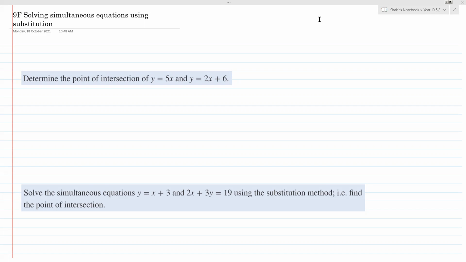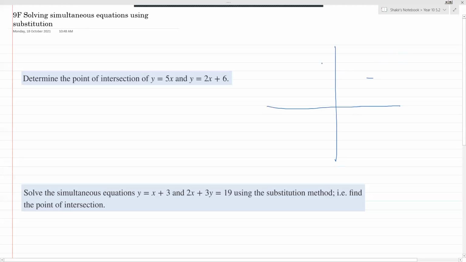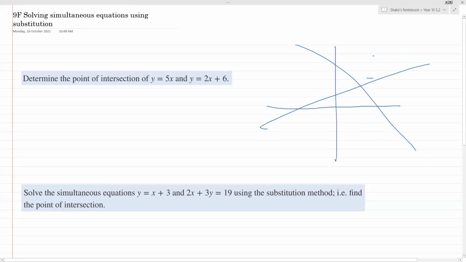So where are two straight lines meeting? So if you have, let me just pull out my pen. So if you have a graph and you have, let's say, a line like that and a line like this, then where are those two lines meeting? And you can do it graphically, which is what we did last lesson, and it's meeting over there, or you can do it algebraically, which is what we're doing today.